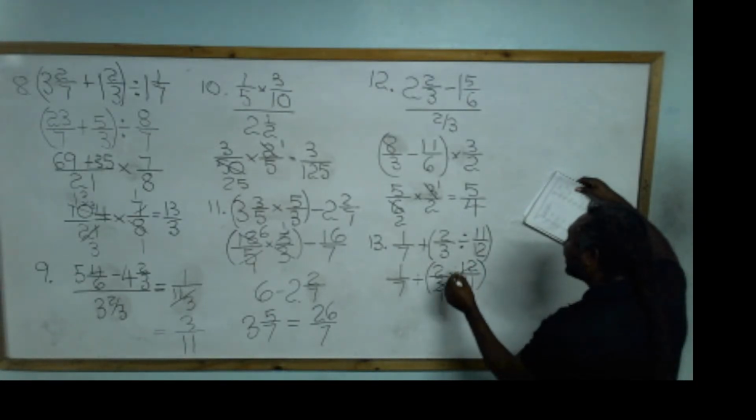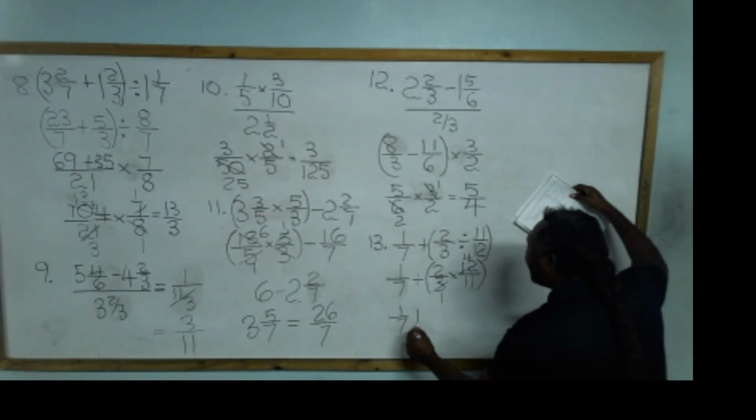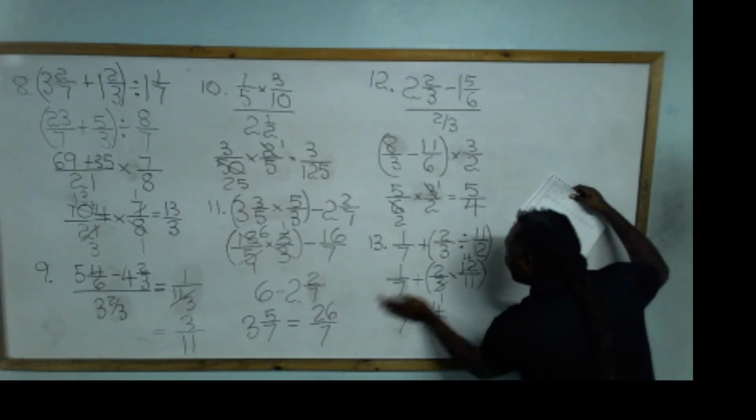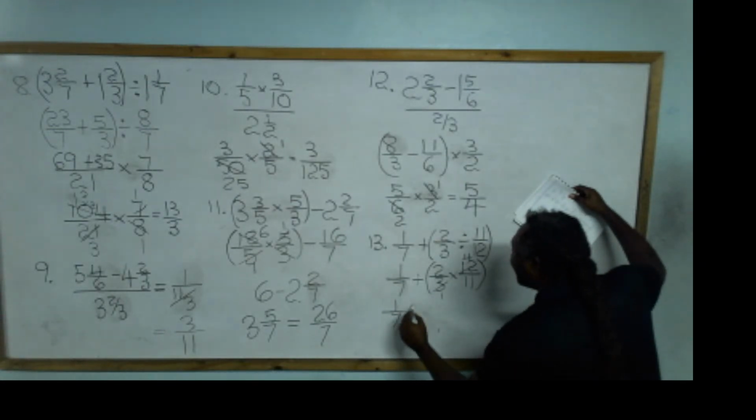1, 4. So we're going to have 1 over 7 plus 4 over 11. And we know what that's going to be. I'm going to write it. 1 over 7 plus 4 over 11.